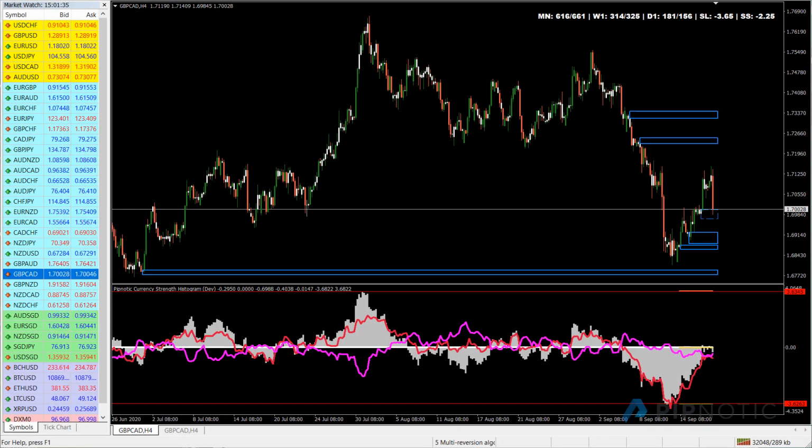Today we are going to talk about currency strength, more specifically the currency strength reversion algorithm. So this algorithm is an automated trading robot. It trades currency strength and it uses a lot of the data you can see here in the currency strength histogram at the bottom of the chart. And what the software is doing is identifying the beginnings and the ends of cycles.